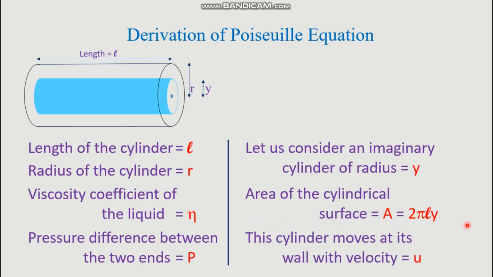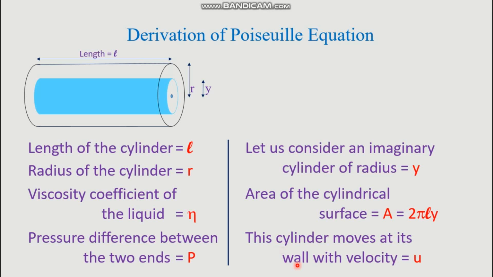Now the cylinder moves at its wall with velocity u. Why at its wall? Because the velocity at different points is different. The velocity here is 0, whereas the velocity here is maximum. So the velocity, say, at this point is u. So the cylinder moves at its wall. That is why the word wall is added here with velocity u.